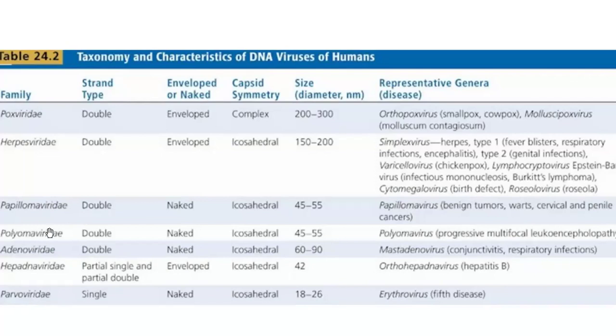It's telling you the DNA type, double-stranded DNA or single-stranded DNA. This one's a little different. We won't talk about it. Whether the virus is enveloped or naked. The capsid symmetry, we're not going to talk about that. The size, we're not going to talk about that. And then the representative genera, meaning genuses, and the diseases that they cause.